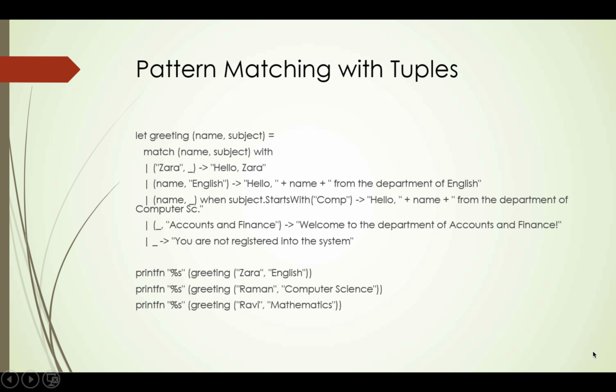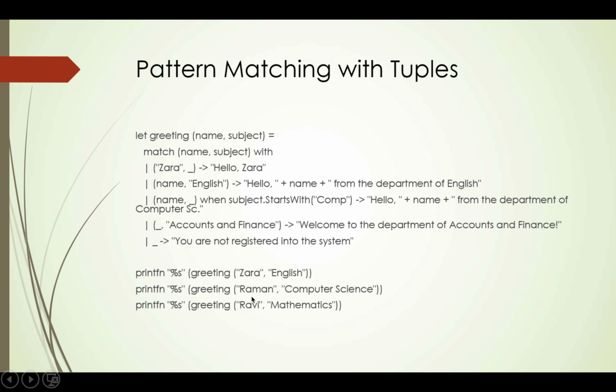Alright, so now we're going to do pattern matching with tuples. So we're going to print our greeting with Zara and English. We're going to pass this tuple in as Zara and English. So it comes up here. Name is Zara, English is subject. We're matching our name and subject. So this first condition is true here because the name is Zara and we have an underscore, so we don't care what's next. So we just say, hello, Zara.